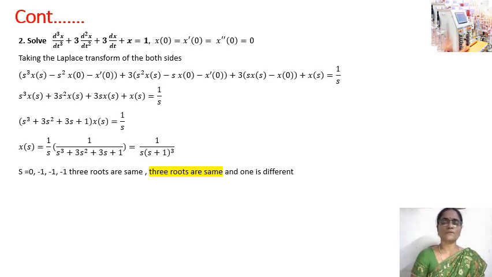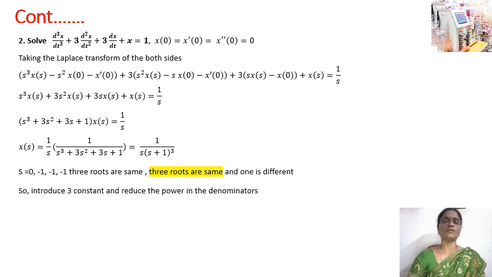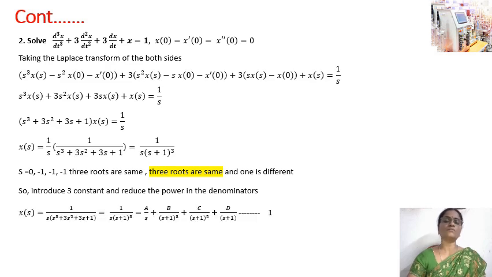So in the previous problem, the roots are different, so we introduced 5 different constants. But here the 3 roots are same and one is different. So what is the rule? Now we'll see. If the roots are same, what is rule number 2? You have to introduce the constants, then reduce the power in the denominator. How? Just listen here.